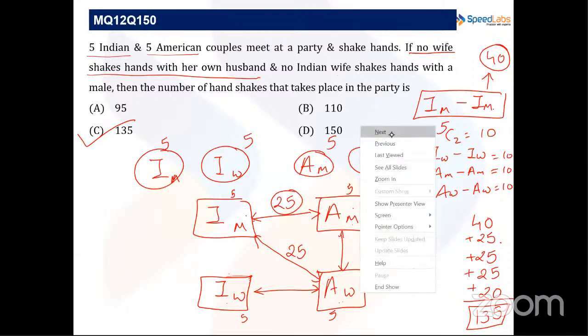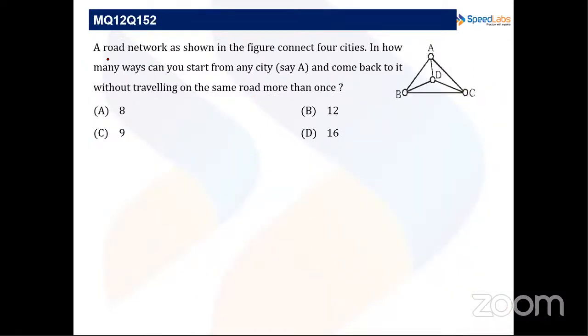Moving to the next question. A road network as shown in the figure connects four cities. In how many ways can you start from any city, let's say A, and come back to it without traveling on the same road more than once? So you don't have to repeat the road. So in how many ways can we do it?